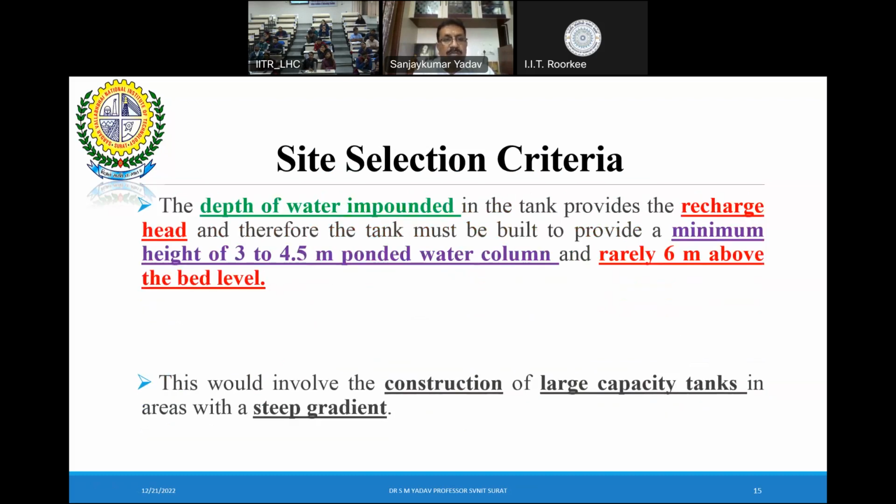The depth of water impounded in the tank provides the recharge head, and therefore the tank must be built to provide a minimum height of 3 to 4.5 meter ponded water column, and rarely 6 meter above the bed level. So usually the tanks are provided with a 3 to 4.5 meter ponded water column in India. This would involve the construction of large capacity tanks in areas with a steep gradient.